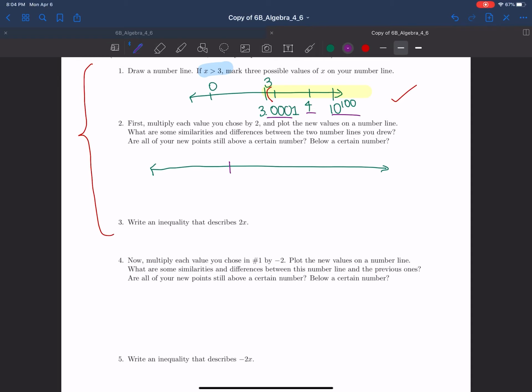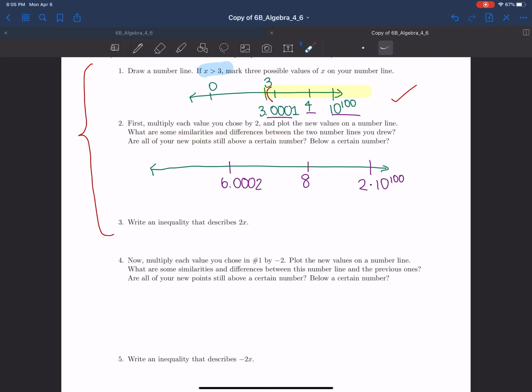So 3.0001, when I double it, I get 6.0002. 4, when I double it, I get 8. And a googol, when I double it, I get 2 times 10 to the 100. Obviously, my drawing is not to scale, but good enough.